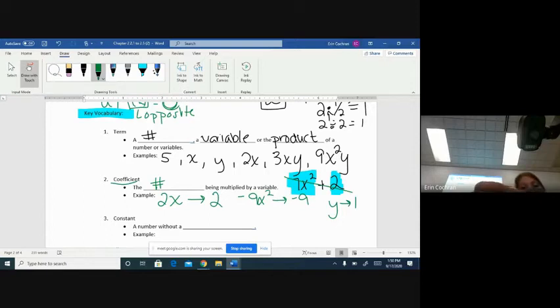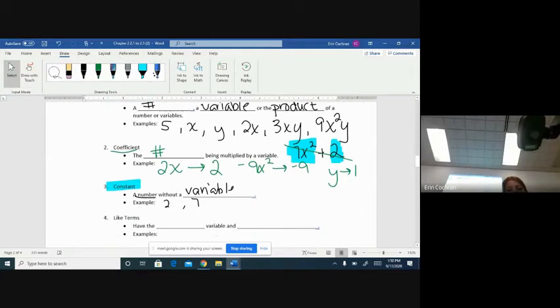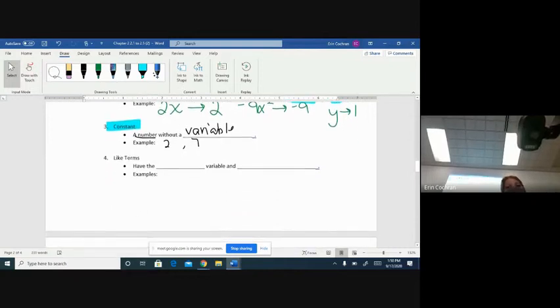All right, a constant is a number without a variable. So like 2, 7, those are constants. They stay the same. When we see like 2x, that 2x could change if I put a value in for x. 2 and 7 would never change because there's no x being multiplied to it. Pi is also an example.